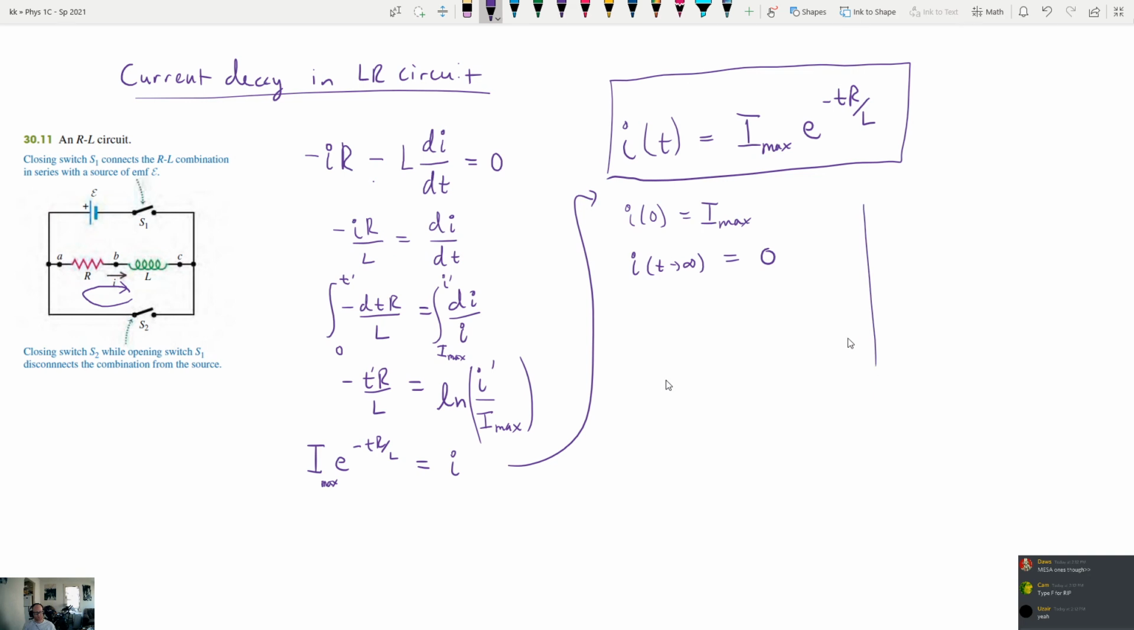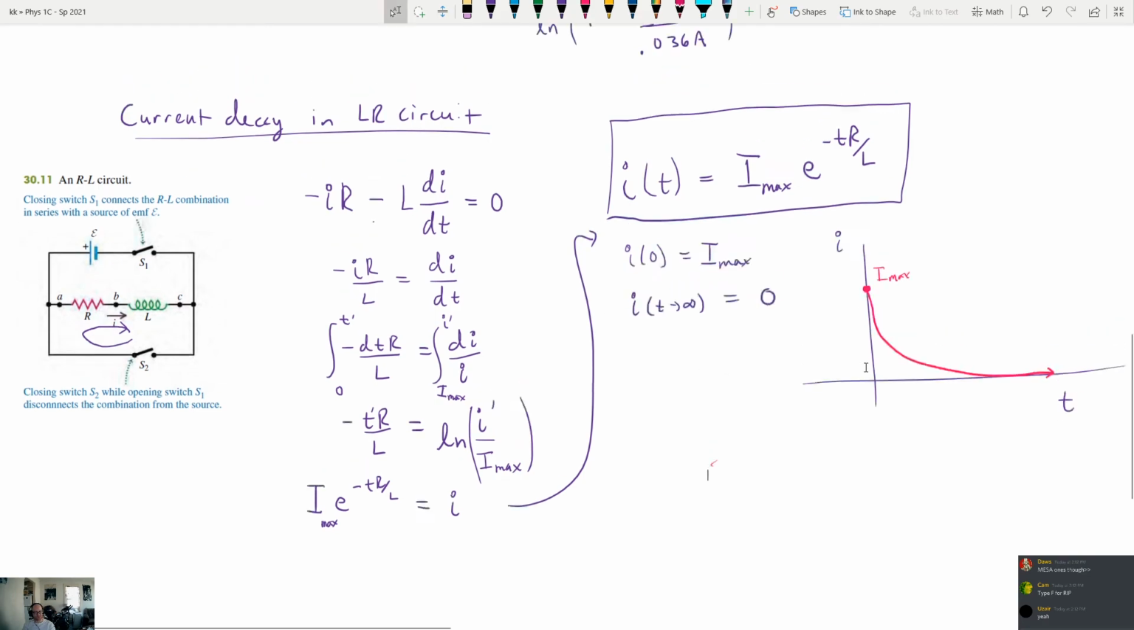And if we plot our current, I, versus t, now what it's going to look like is a decaying exponential where, let's say that this is I max. Then the curve is going to come in this way and then kind of go down like this, and asymptotically approach the axis down here, like that.